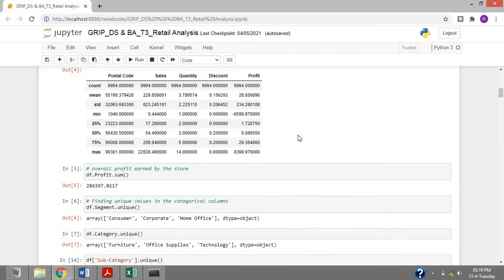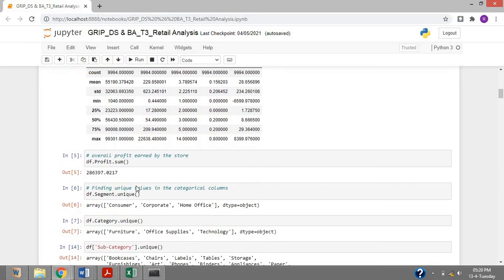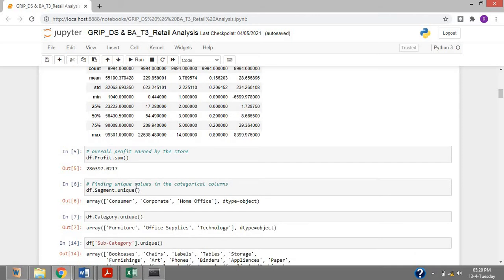Okay, so to find whether the store overall has made a profit or loss, we will apply the sum method on the profit column. This sums all the values of the profit column. Here we are getting the result as 286,397, which tells us that overall the store has made a profit of this many units, and it has not resulted in a loss.